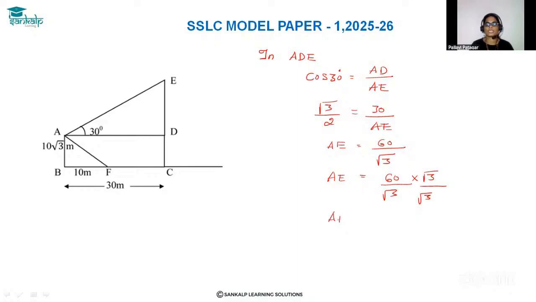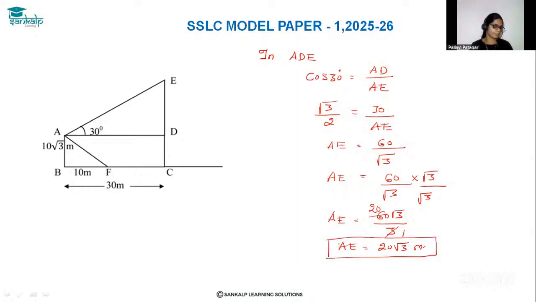So AE is equal to 60 root 3 divided by 3 root 3 into root 3 is 3. So 3 ones are 3, 20s. So AE is equal to 20 root 3 meter. So therefore the distance between the top of the lighthouse to the top of the tower AE is equal to 20 root 3 meter. Okay.